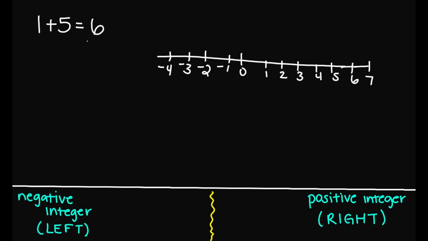So first, we know we have 1 plus 5, that's going to equal 6. So first, I'm going to go to my positive one, which is right here, and I'm going to move to the right 5 because I am adding a positive integer. So I'm going to go 1, 2, 3, 4, 5, and it puts us right here at our 6. And this is what we have here, 1 plus 5 equals 6.